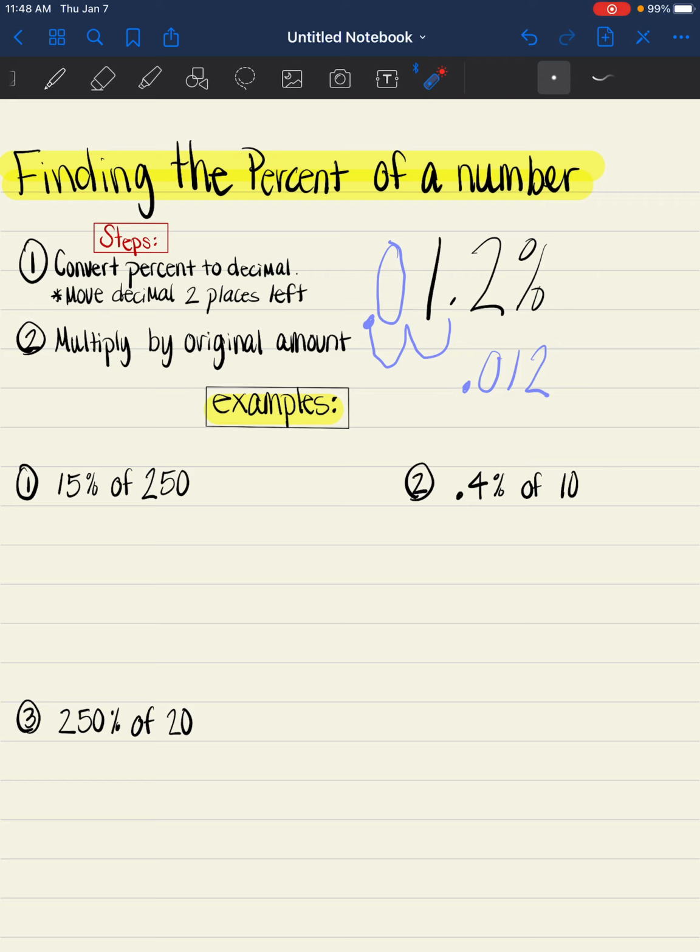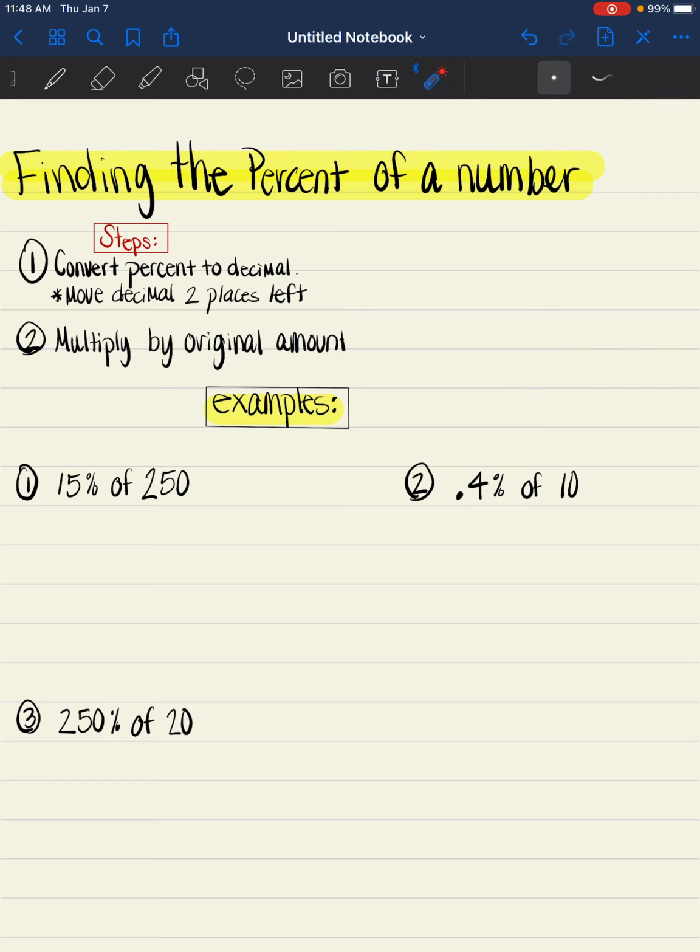So 1.2% looks like 0.012 as a decimal. So wherever the decimal is, whether there's an imaginary one behind it because it's a whole number, or whether it's already included and given to you, no matter what, you're going to move it 2 times to the left because that's the same thing as dividing by 100. And remember that percent means for every 100. So I'm going to move that over 2 times to convert it to a decimal.